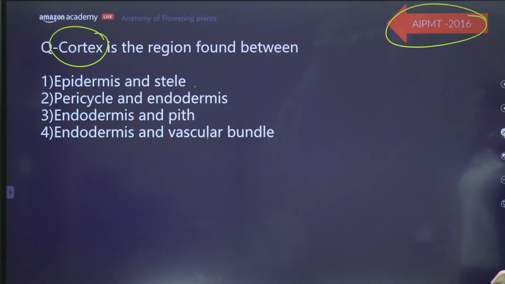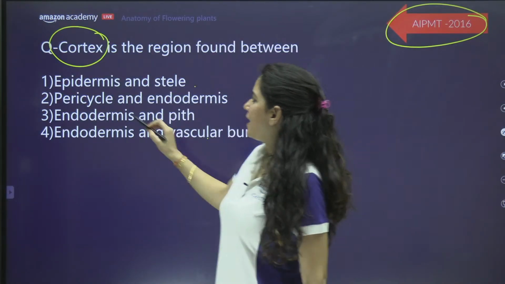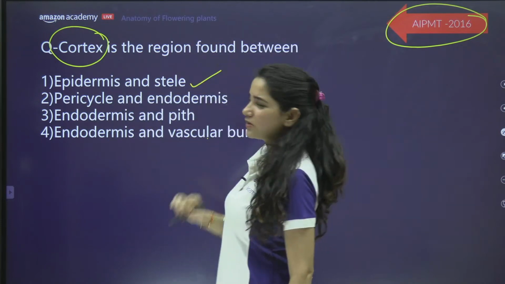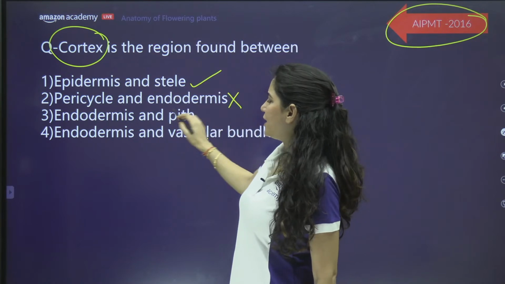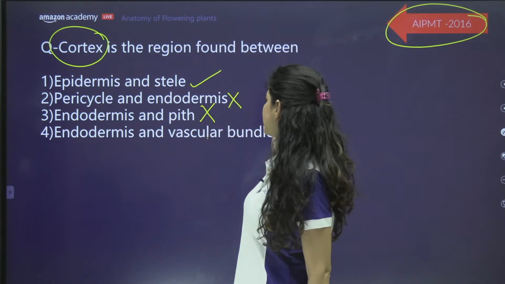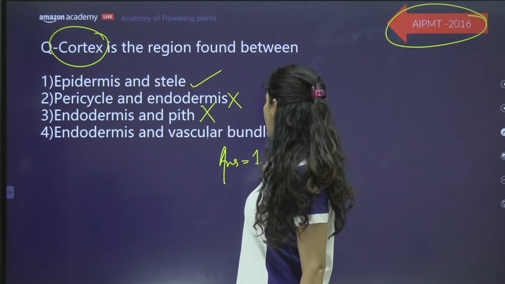चलो पीछे क्वेश्चन को देखते हैं. क्वेश्चन ने पूछा, cortex is a region that is found between epidermis and steel. This is the right answer. Pericycle and endodermis, not at all. Endodermis and pit, not at all. Endodermis and vascular, absolutely wrong. Answer will be first option.